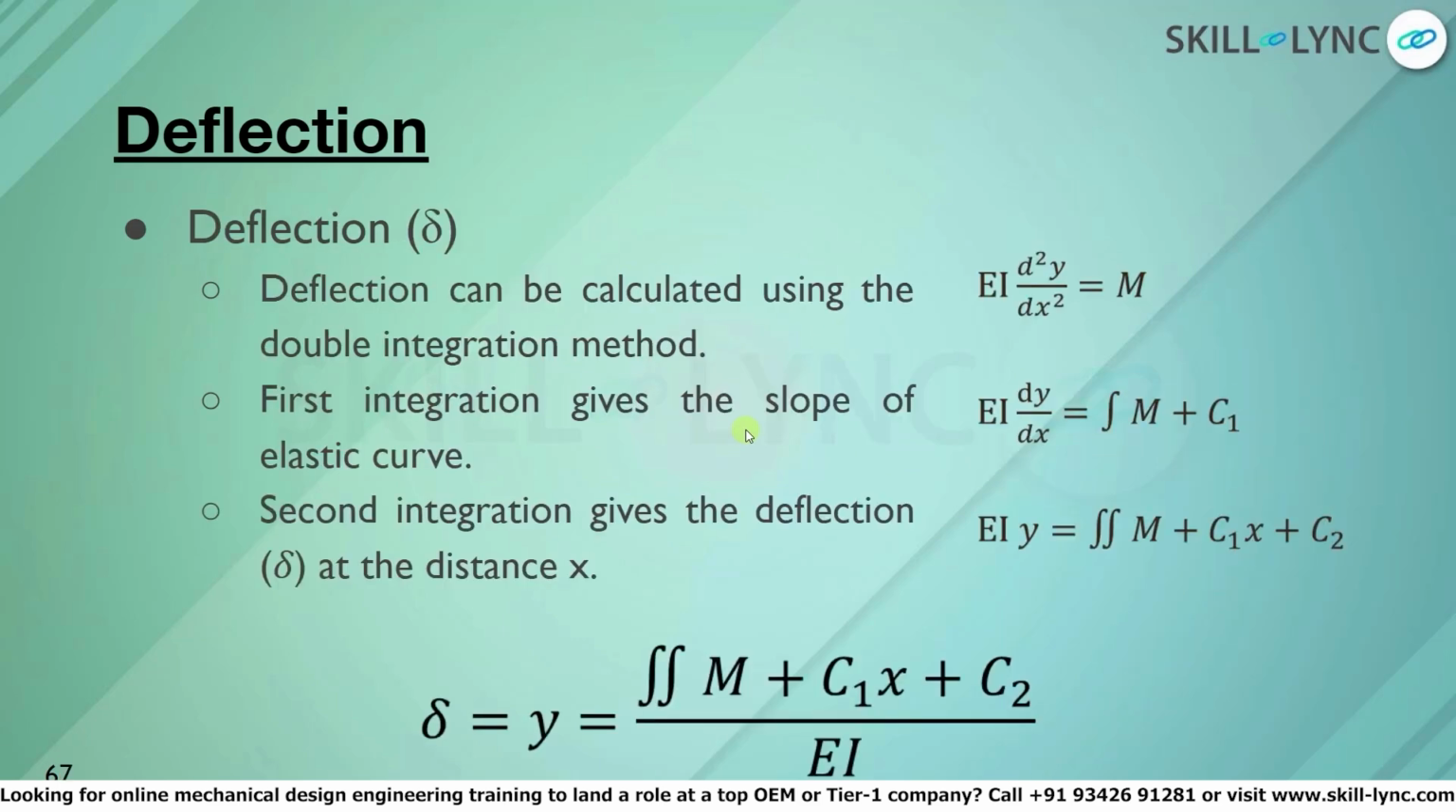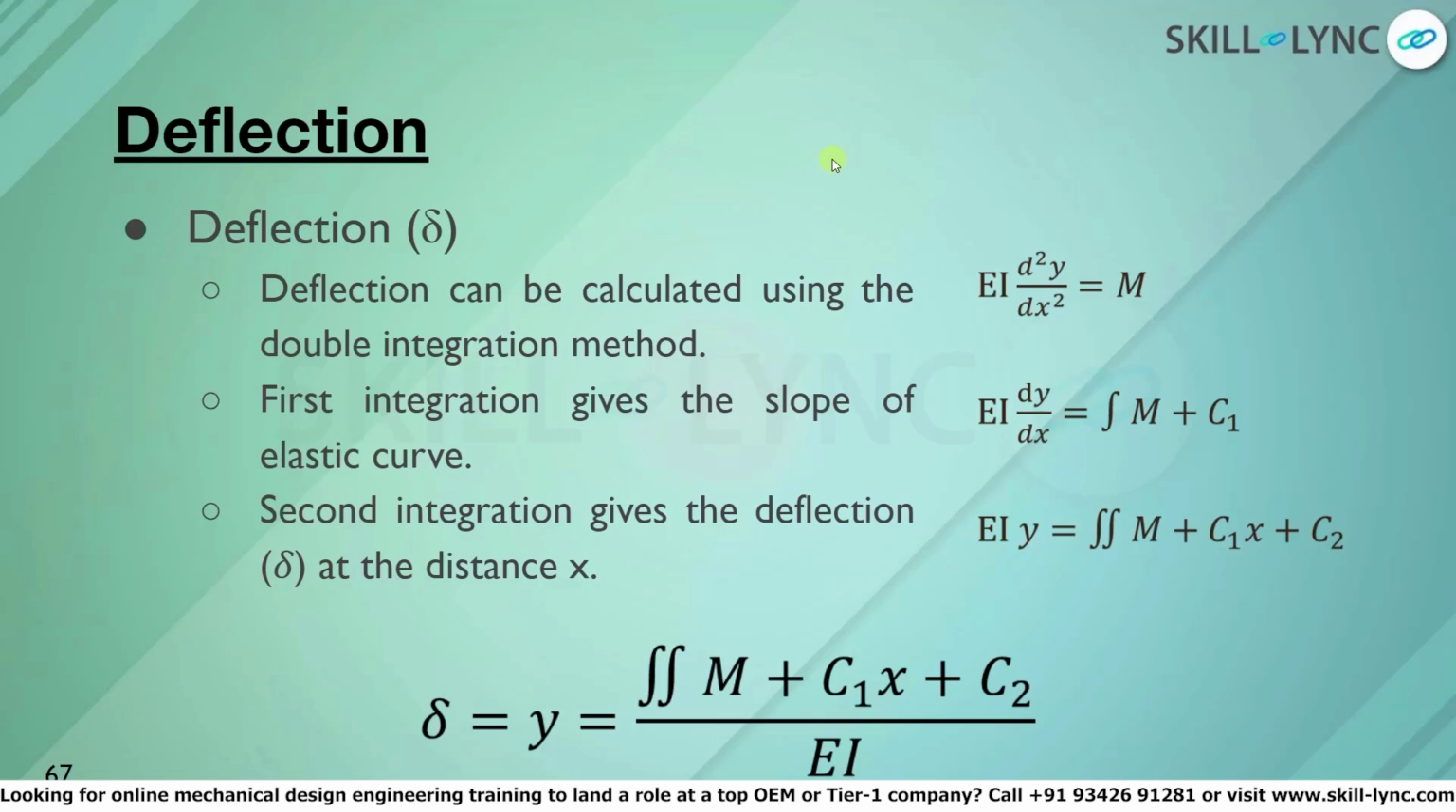From whatever we saw previously, deflection is depicted using delta. Deflection can be calculated by double integrating the previous equation. The equation EI d square y divided by dx square is equal to M and can be integrated once. The first integration will give us the slope of the elastic curve, also known as dy by dx. First integration gives us integral M plus c1, where c1 is the integration constant. If we integrate this equation again, we will get EI into y, which is equal to double integral M plus c1x plus c2.